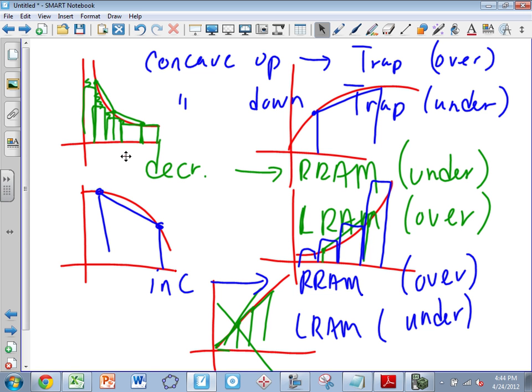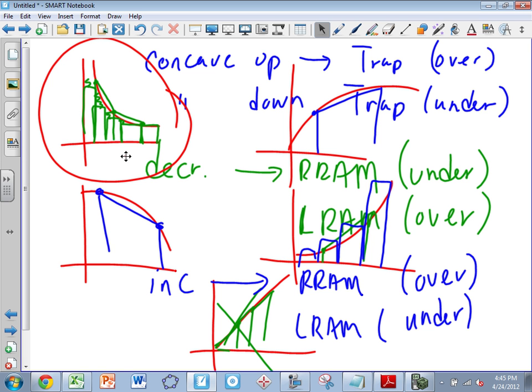RRAM, we're told RRAM under approximates. We're told trapezoidal over approximates. So the only time RRAM under approximates is right here, while the trapezoidal over approximates. Choice A. So you see how you analyze that, though? It's all visual there.